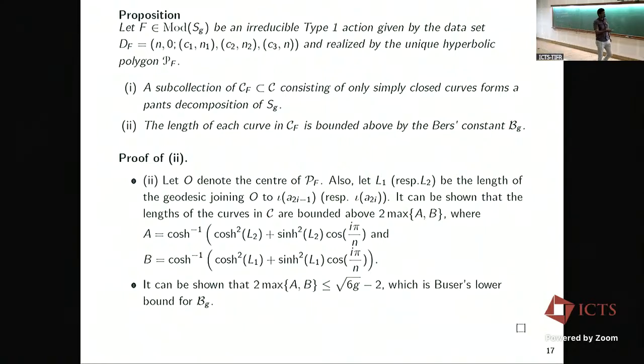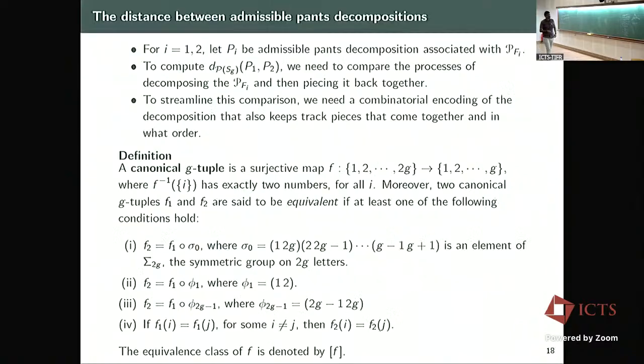And you can show that these quantities are bounded above by Buser's lower bound for the Bers constant. You can just do some basic computation and show that. So that solves part of the problem, at least most of the problem. For these structures, we can get a pants decomposition which is bounded above by the Bers constant.